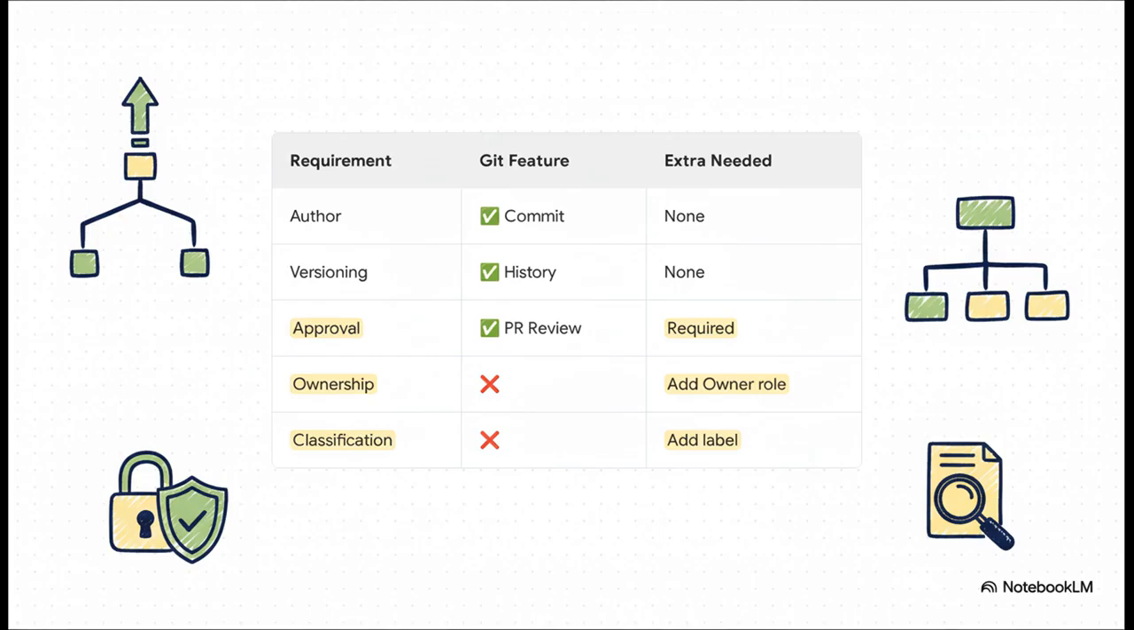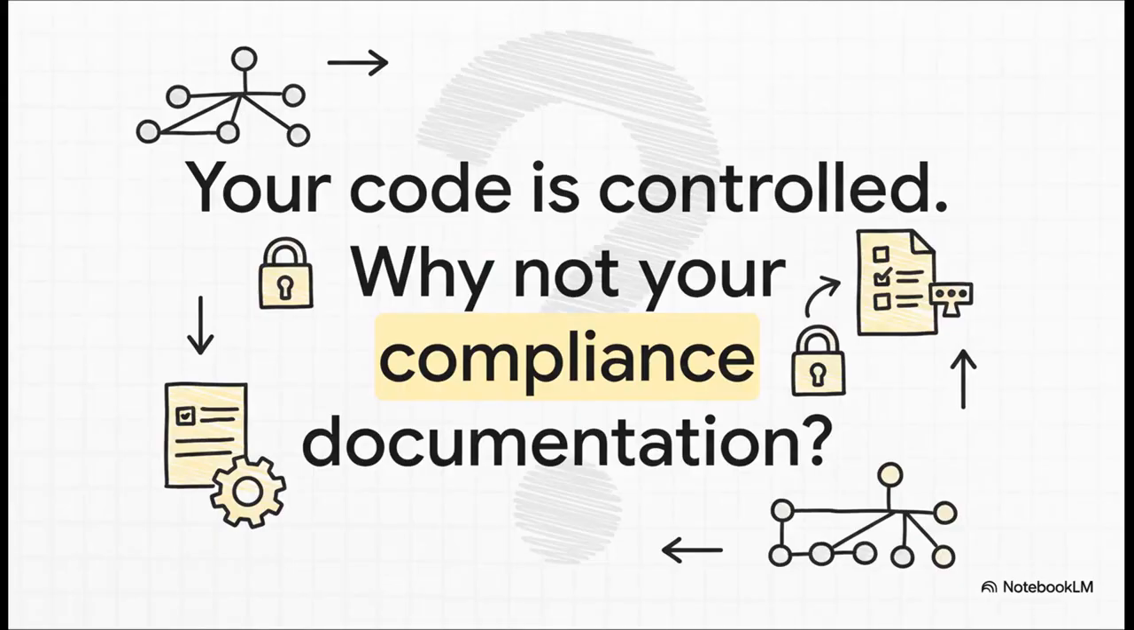You combine what Git gives you for free with these simple manual steps, and you have a totally bulletproof system. And really, that brings us to the final thought. We already apply this level of control, this level of rigor and traceability to our code. We do it because we know it leads to better, more reliable software. So the question is, isn't it about time we applied that same powerful engineering mindset to our compliance?